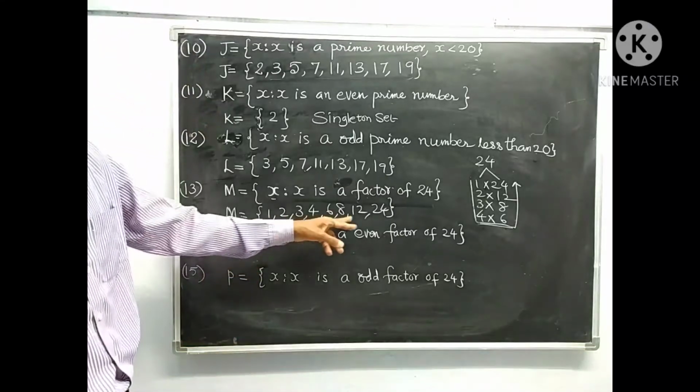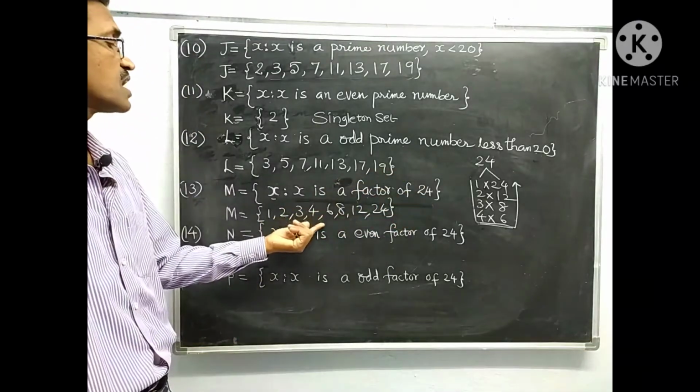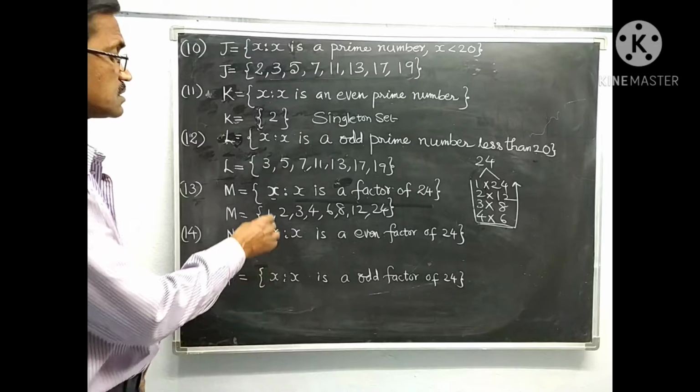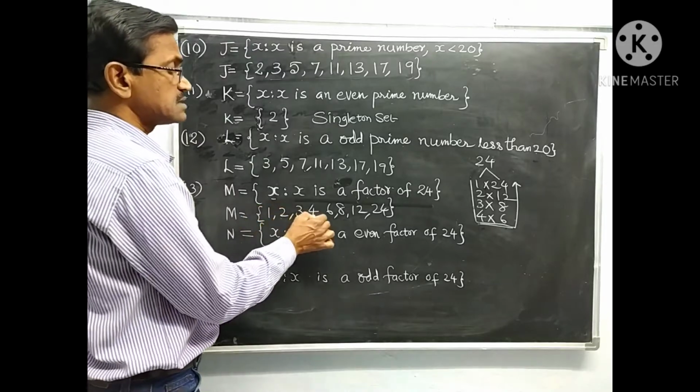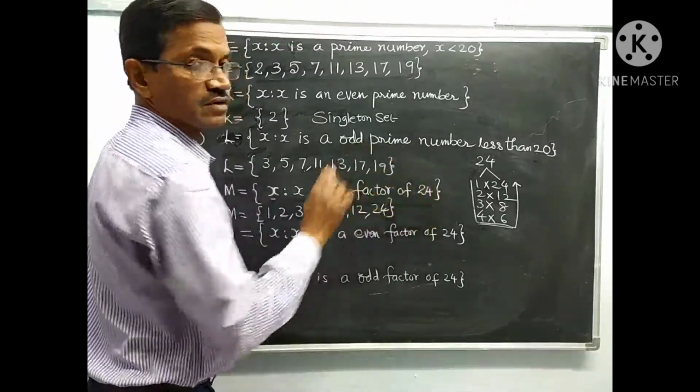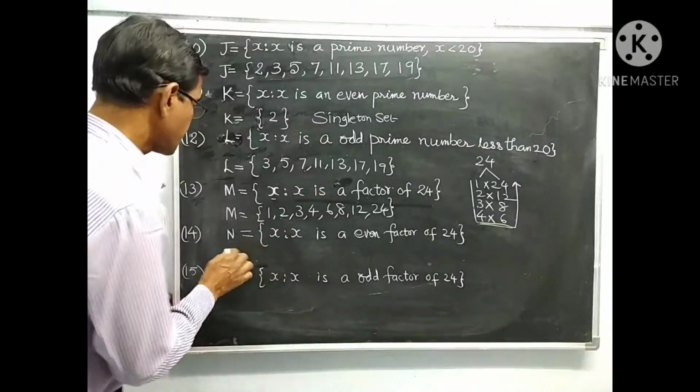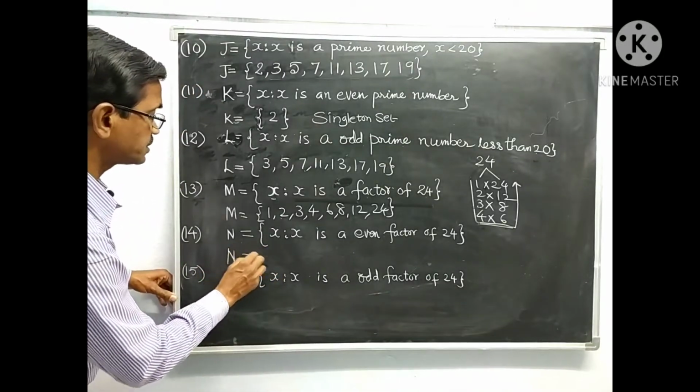All of these are the factors of 24. This is the roster form, and the earlier one is the set builder form. So other than these numbers, there is no factor of 24. Now here is one more question.